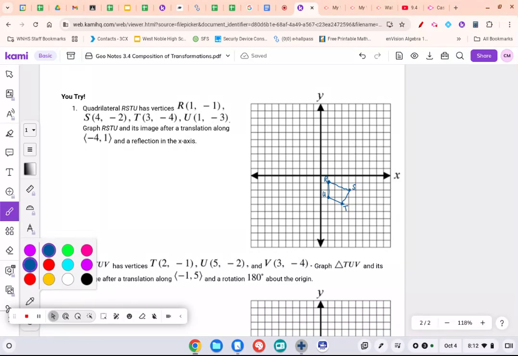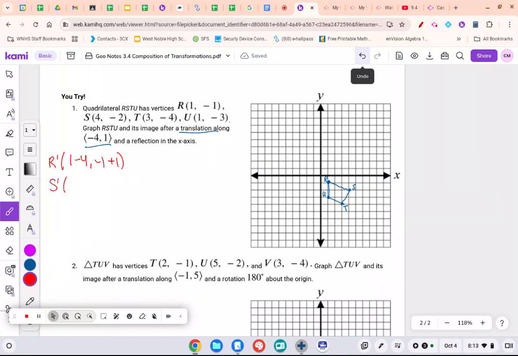Okay, from here, do it in order. We have to translate first, and then you have to reflect across the x-axis. So, translation. I'm going to go ahead and do the math here. So R prime will be 1, -4, because we're subtracting 4 from the x's and adding 1 to the y's. S prime will be 4 - 4, comma, -2 + 1.